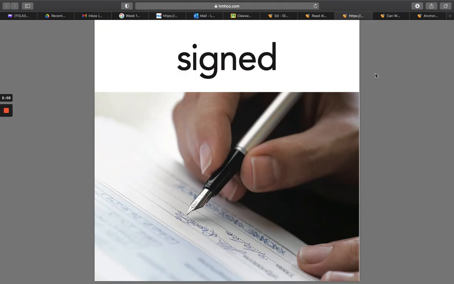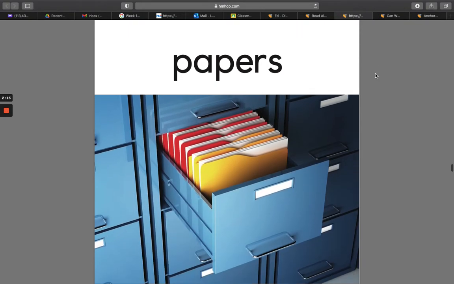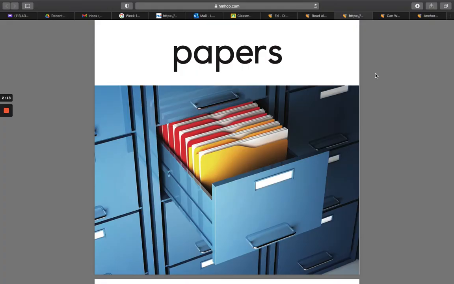Signed. Say signed. If you signed something, you wrote your name on it. You may have seen your parents sign something, maybe a check or an important document. Last one, papers. Say papers. So papers have important things written on them. You have papers that you do during the day, and those papers show your good work that you do.